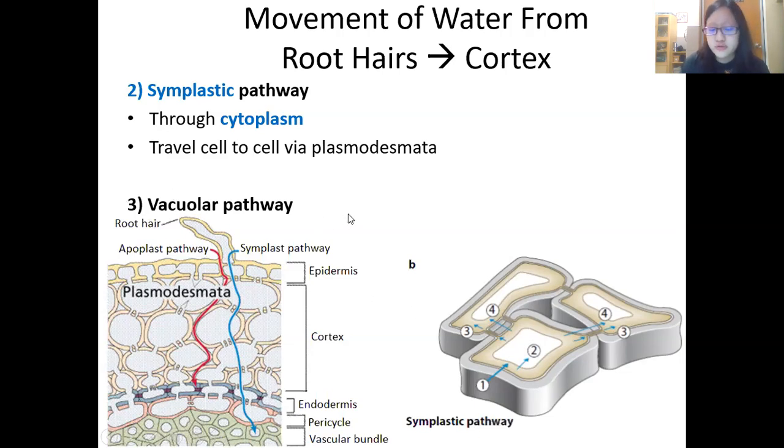And the third one, which is very rare and also overlapping with symplast. If you see this, don't be scared, because the vacuolar pathway just simply means that water can pass through into the vacuole and then back outside. This is also a part of the symplastic pathway, a little bit different, but it overlaps because you need to enter the cell in order to travel through the vacuolar pathway. So the vacuolar pathway always comes with the symplastic pathway.